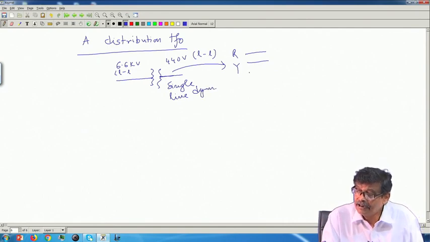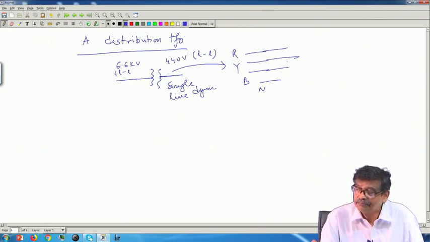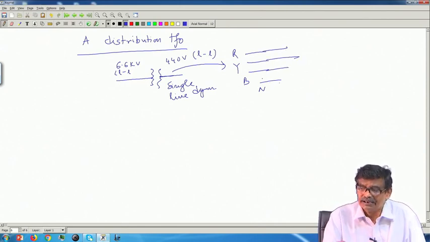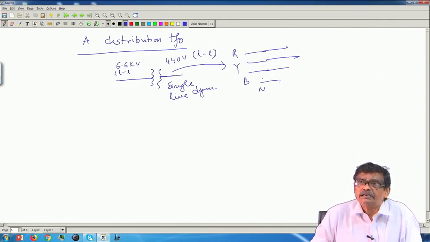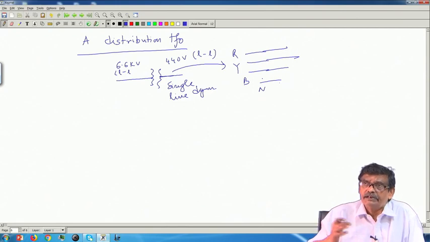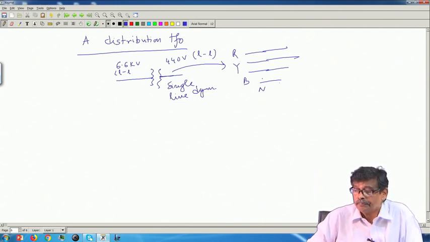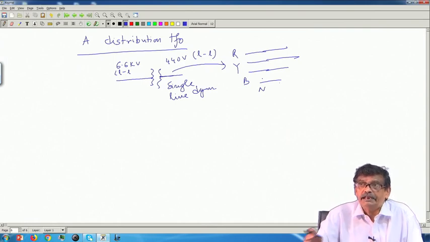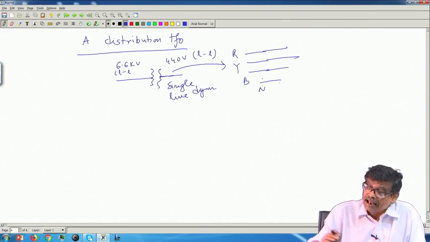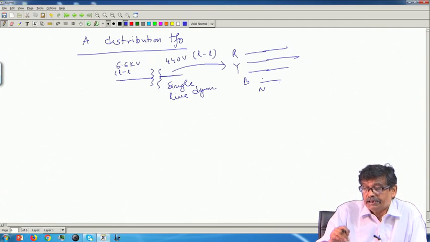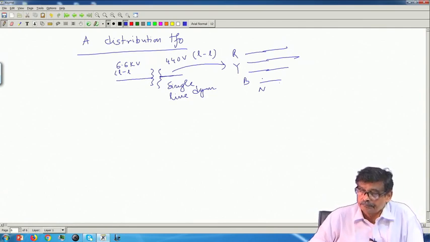Here R, Y, B and supply neutral is there. So, loads will be connected between R and N, so that the supply voltage in our houses is at the 220 volt level. In residences, all the fans and lights are designed for 220 volt. So, it will be there, and those will become the load of the distribution transformer on the secondary side.